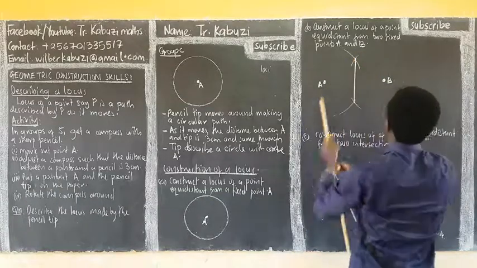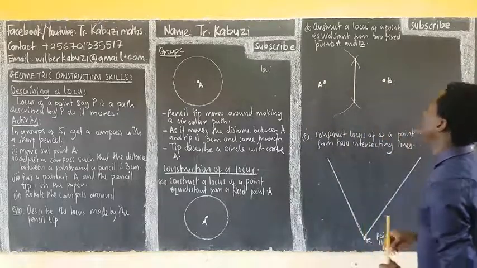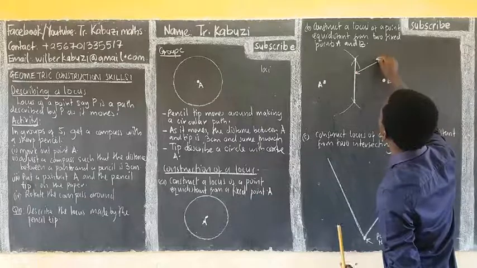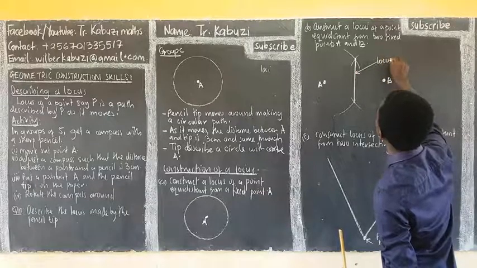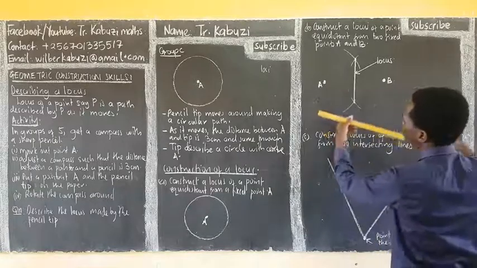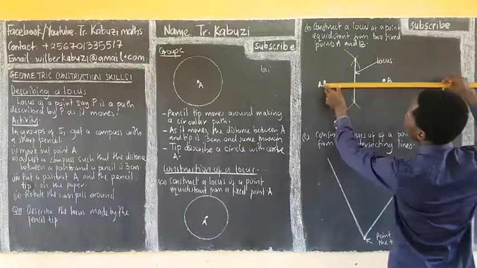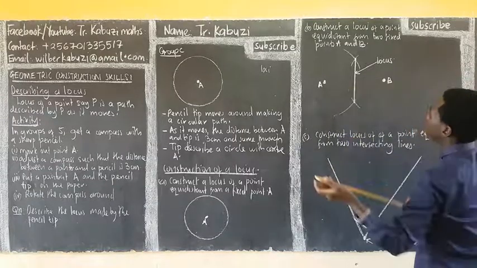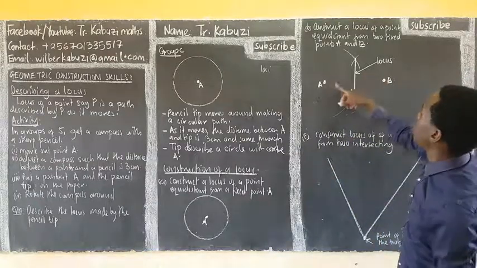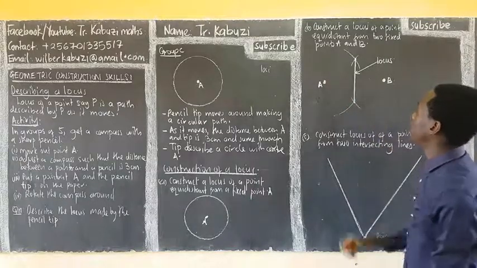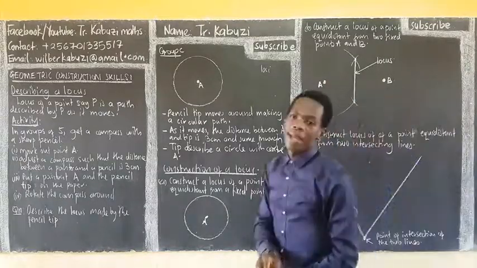So the distance from here up to here is going to be equidistant. This is going to be our locus. The distance from here up to here is going to be the same. Let us try to measure and see. From here up to here, I'm having 15. Then from here up to here, I'm having 15. So this locus here is going to be equidistant from two fixed points, as simple as that.